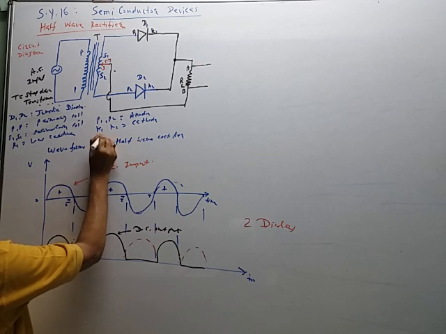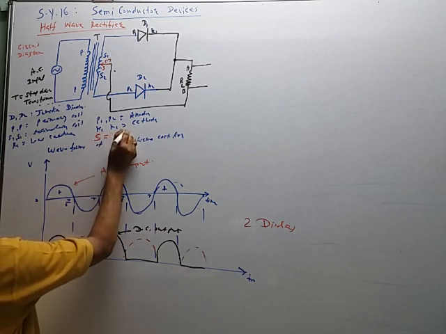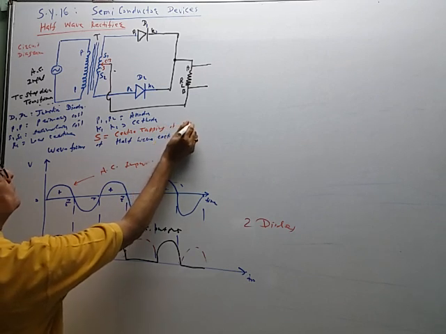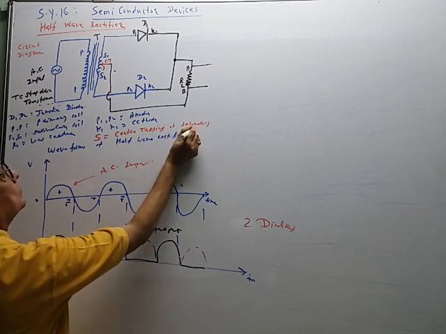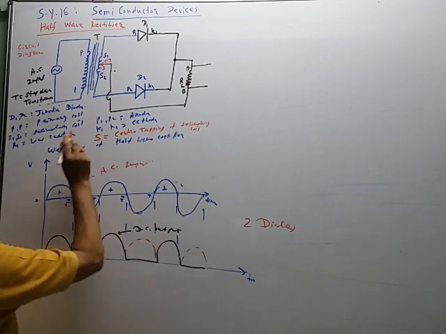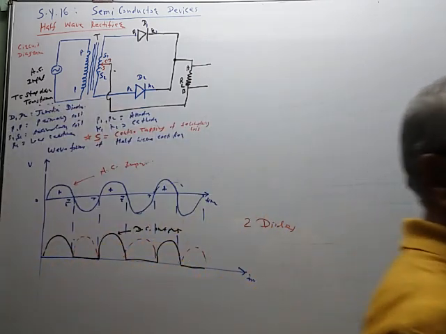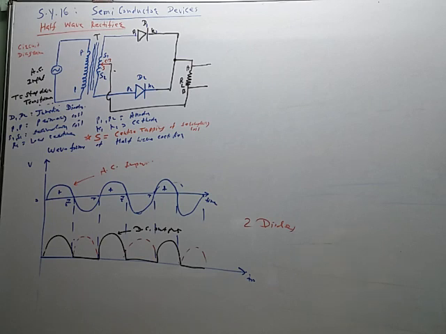The new point is this. S is the center tapping of the secondary coil. So the role of center tapping is important. Now the waveform will be like this, but we have to verify whether it is correct or not. So there is a slight change in the circuit. Instead of one diode, now we are using two diodes, D1 and D2, like this. So this combination of two diodes can be used to provide the full wave rectifier.